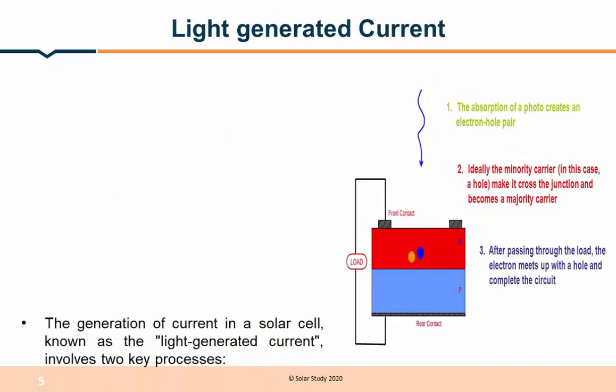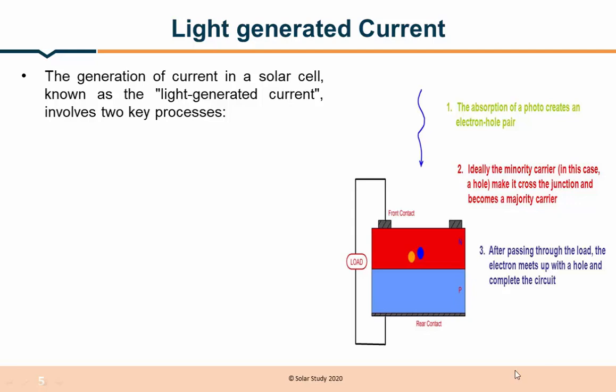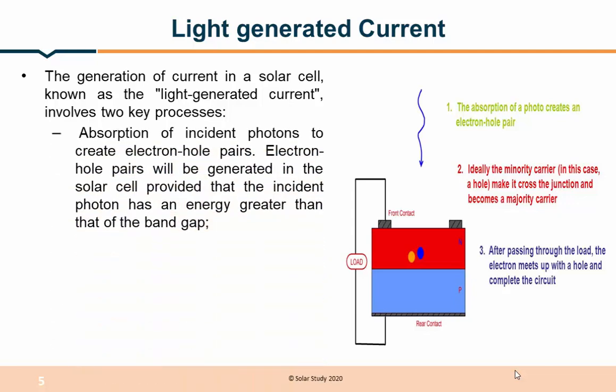Now we will see the light generated current. The generation of current in a solar cell is known as the light generated current. That involves two processes. When a photon is incident on the P and N junction substrate, I will call it a substrate because P is one substrate and N is another substrate. So what forms the PN junction? A diode. That is the basis for the solar cell. I will tell you many times because it is one of the basics of our solar cell design.